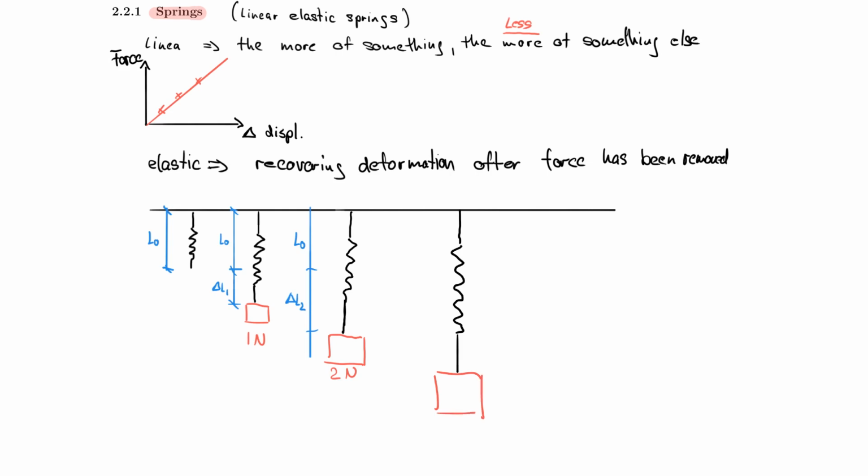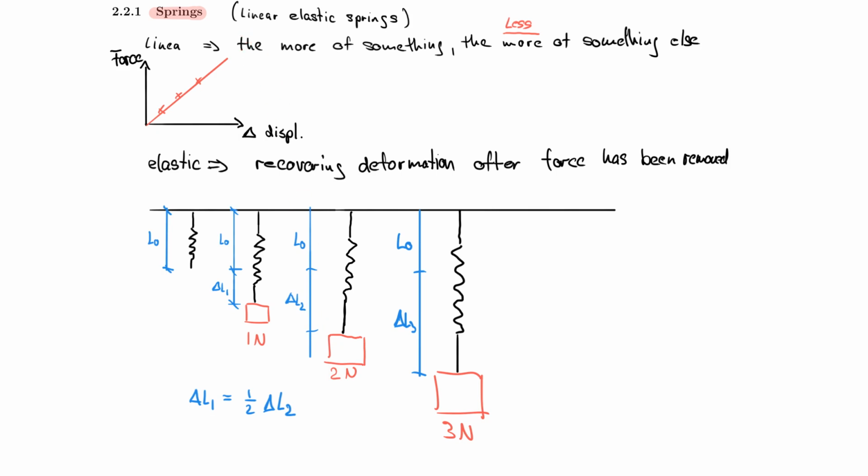And now I have a box with, let's say, 3 Newton on it. And my stretch now, of course, is even longer. And I still have this L nut, but now I have delta L3. And in this case, delta L1 is equal to 1/2 delta L2, for example. Right? So this here is twice as much as this one because I have twice as much force hanging on it. And that's really what the linearity stands for.